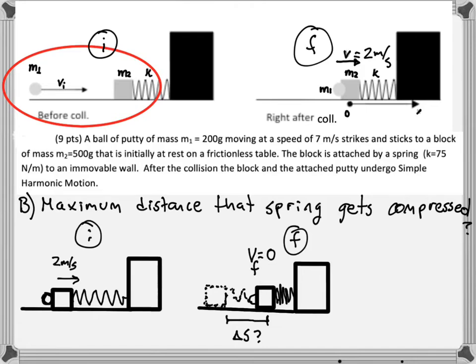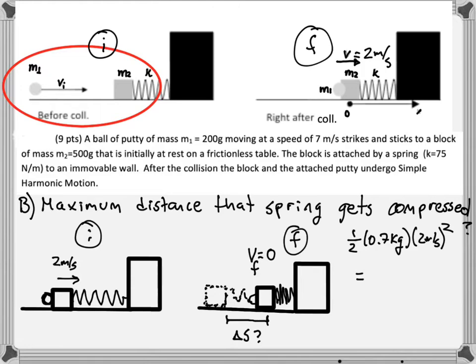So there is no friction in this problem. They said it was a frictionless table, so we're going to be able to use conservation of mechanical energy to solve this question. So conservation of mechanical energy says the mechanical energy at the initial moment equals the mechanical energy at the final moment. At the initial moment, we have just kinetic energy because the spring is not compressed yet, no elastic potential energy.